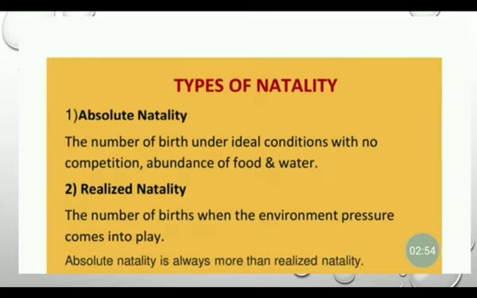Types of natality. There are two types of natality: absolute natality and realized natality. Absolute natality is the number of births under ideal conditions with no competition and abundance of food and water. Realized natality is the number of births when the environmental pressure comes into play. Absolute natality is always more than realized natality.